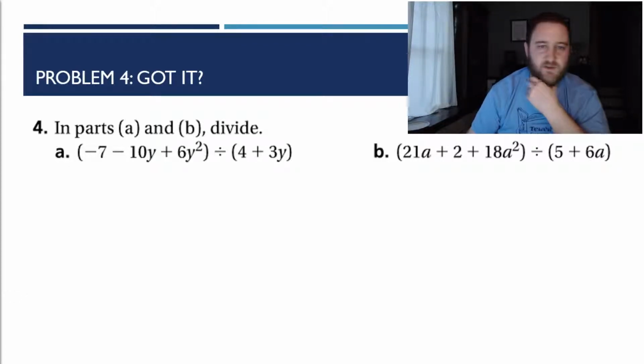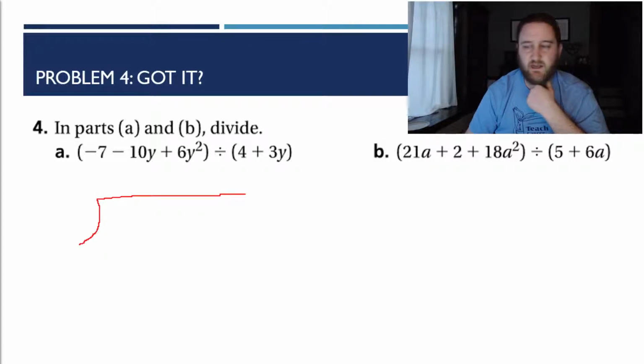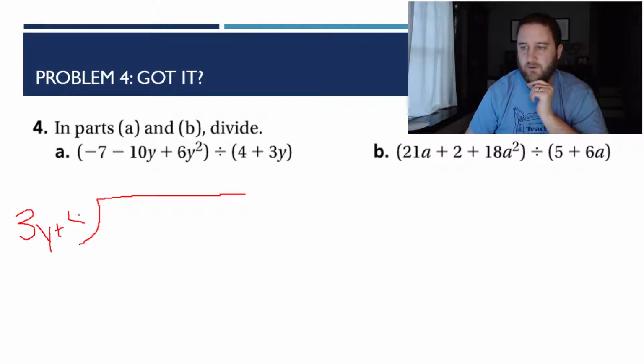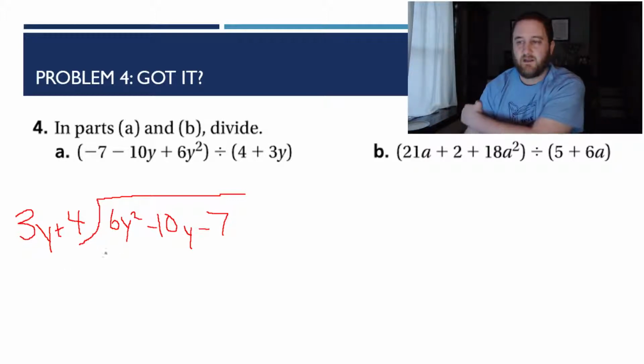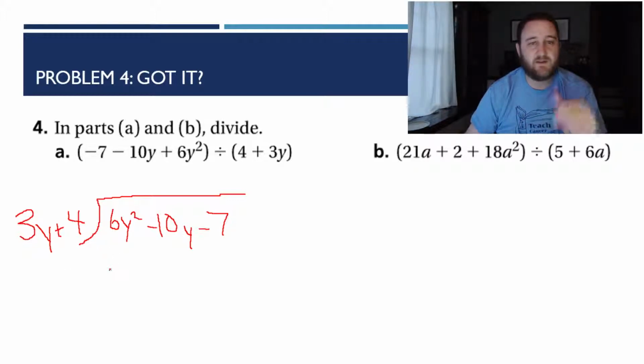All right, if you set this up correctly, you're going to have your division sign here. And then on the outside, you're going to have 3y plus 4. On the inside, you want 6y squared minus 10y minus 7. Now these problems are just like ones we did before. You've got to figure out how many times 3y goes into 6y squared. We've practiced this a couple times. I'm not going to go through the whole problem just to save a little time.